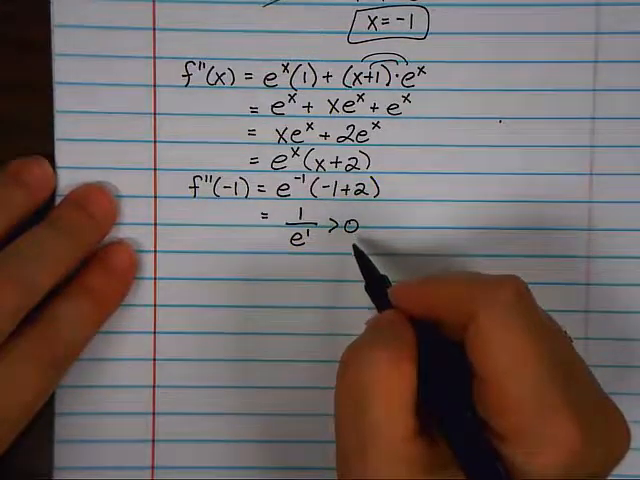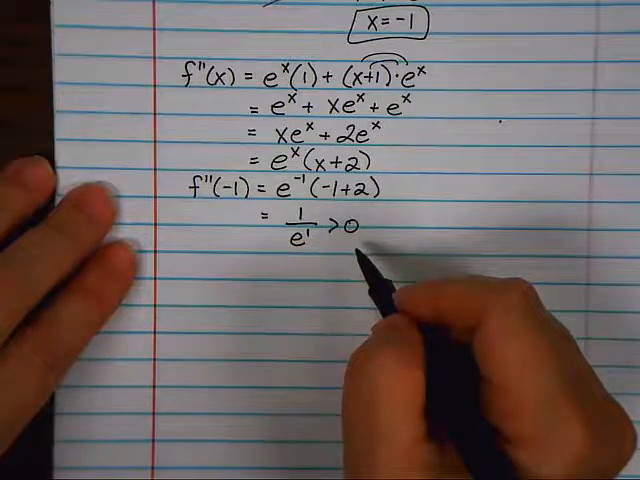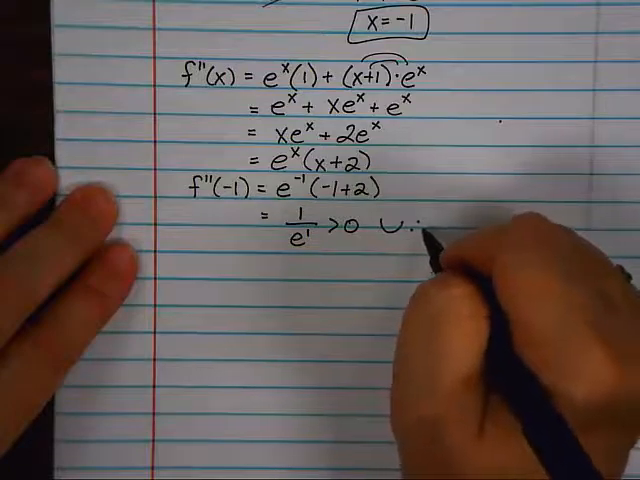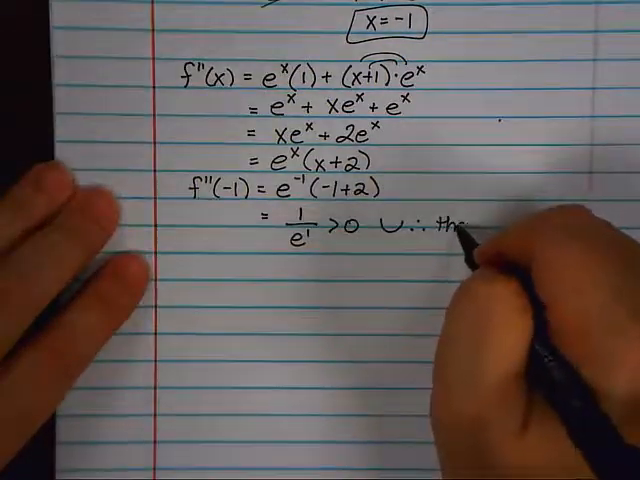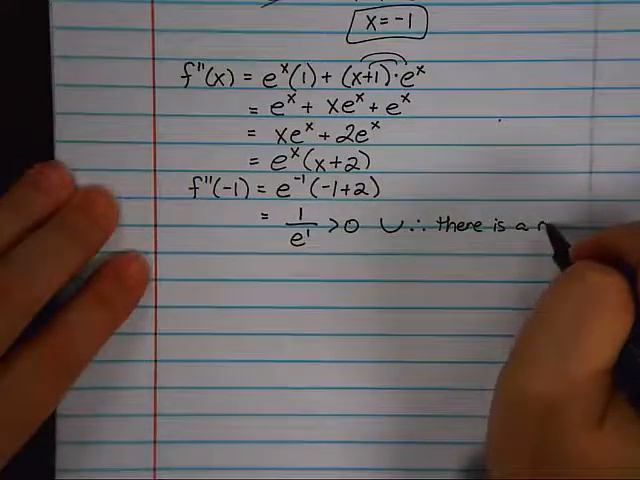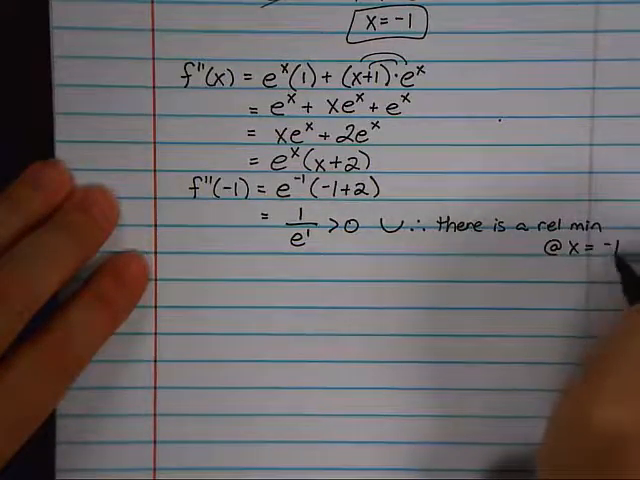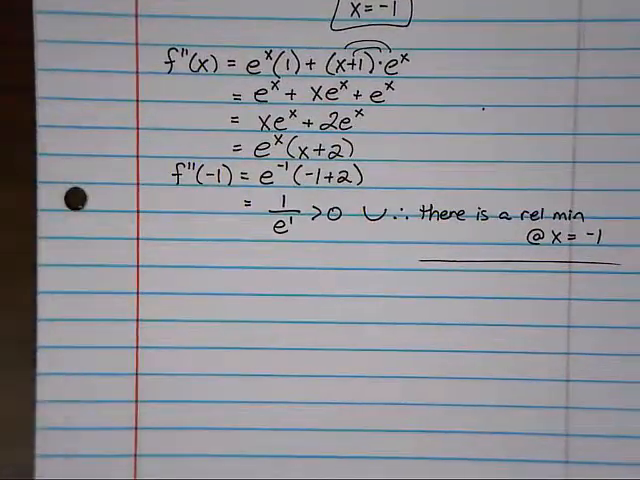So the fact that this is positive in the second derivative tells me that the graph of f is what? Concave up. So is -1 a max or min? A min. Therefore, there is a relative min at x equals -1. And I am done. Any questions?